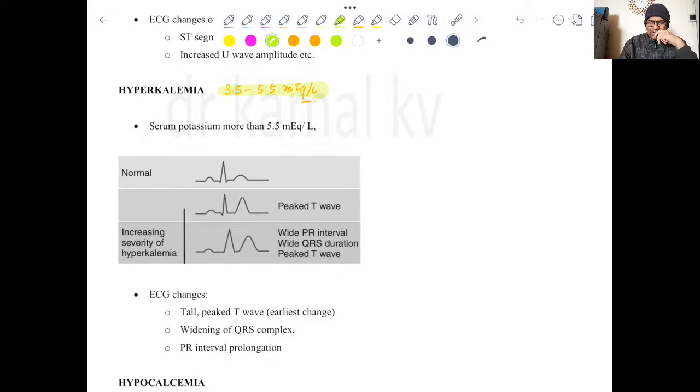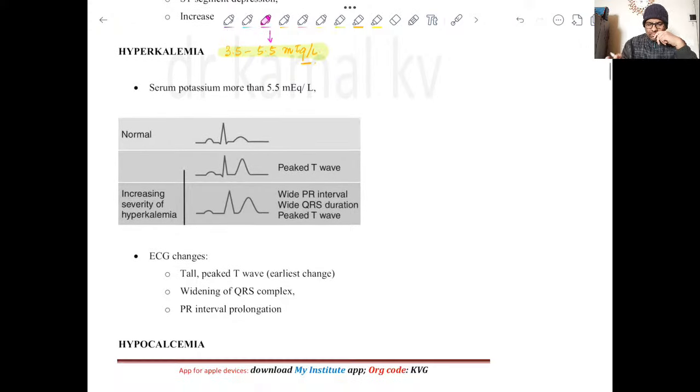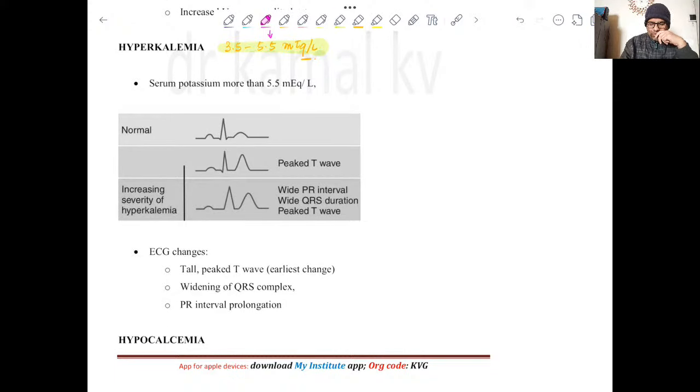Okay, so in hyperkalemia the value crosses 5.5, and as the serum potassium value increases we have different ECG changes, right? But what you need to remember from exam point of view is the earliest is tall peaked T wave, right? So this is the earliest, which is also known as tenting of T wave. Clear? So T wave, now this is the normal T wave, and you can see here it has become so prominent and so tall.